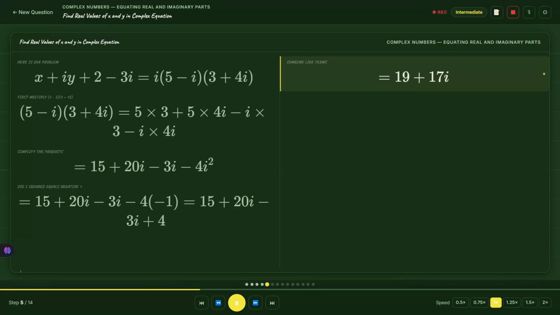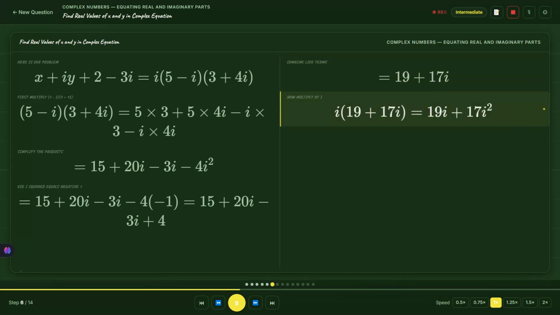Now let's put the number parts together and the i parts together. 15 plus 4 gives us 19. And 20i take away 3i gives us 17i.